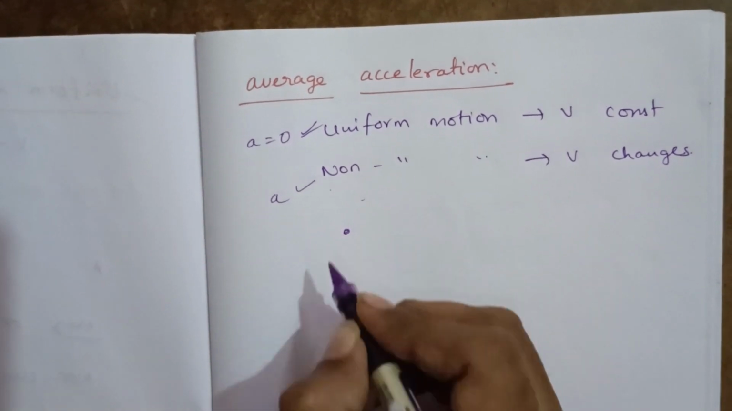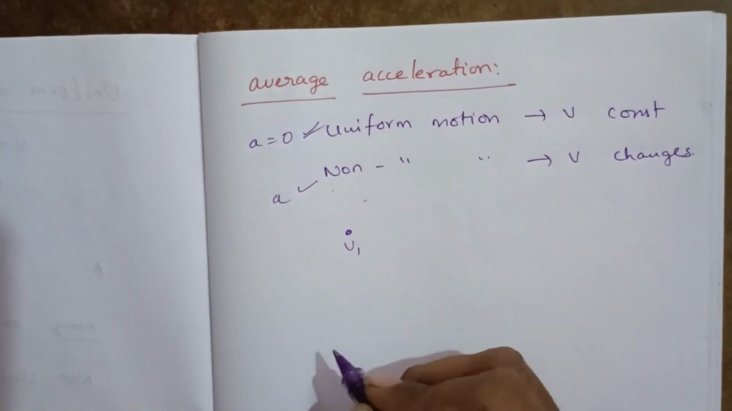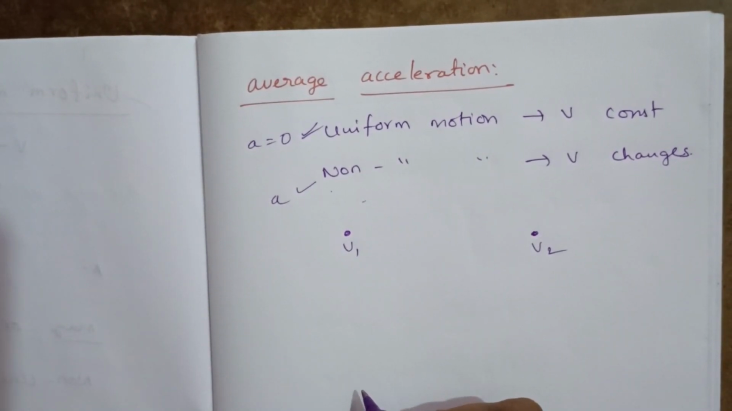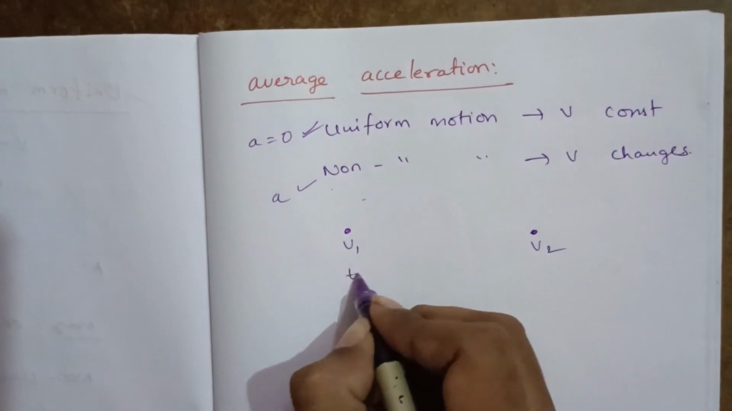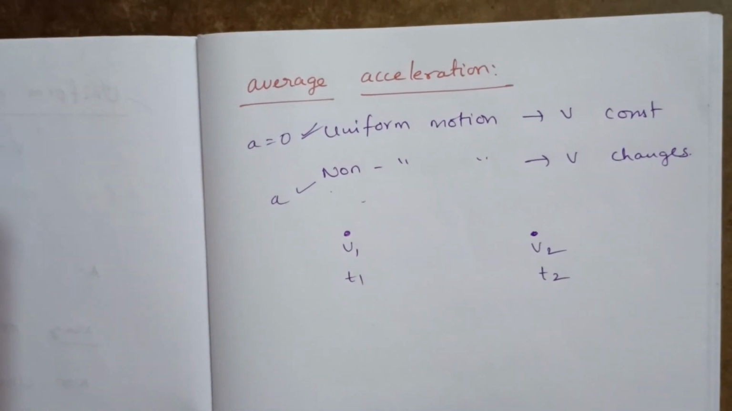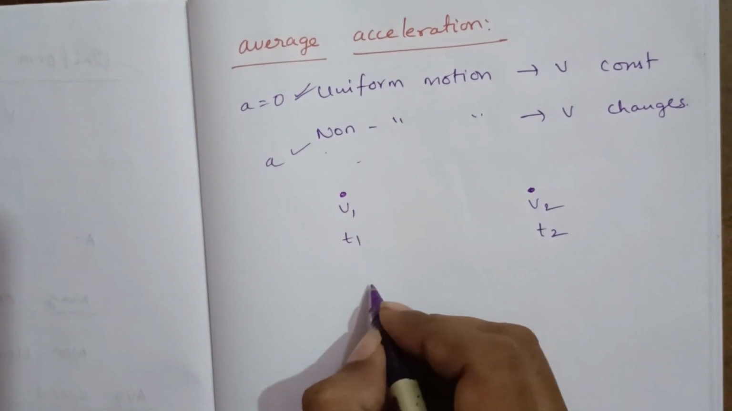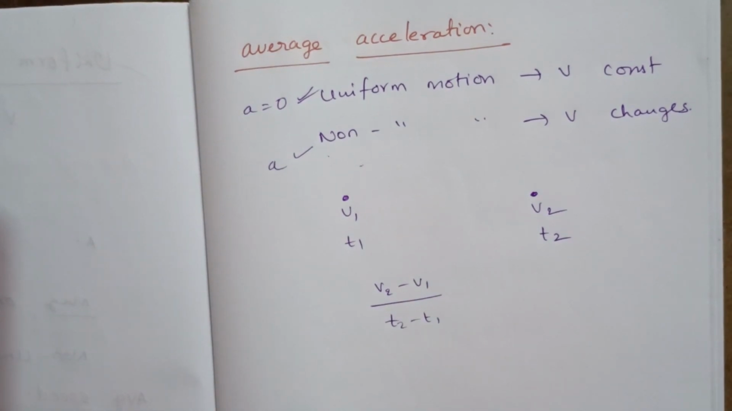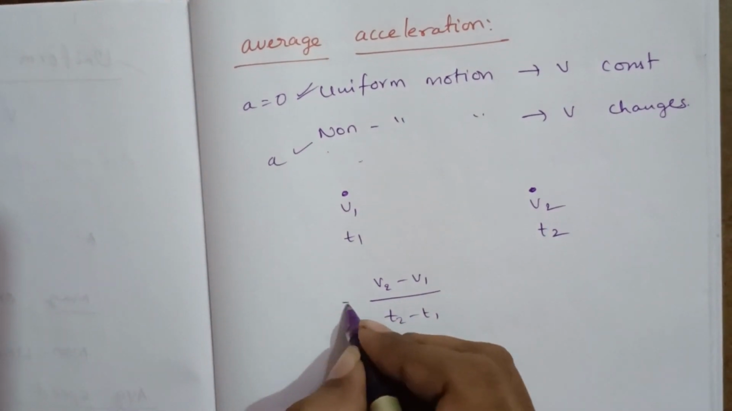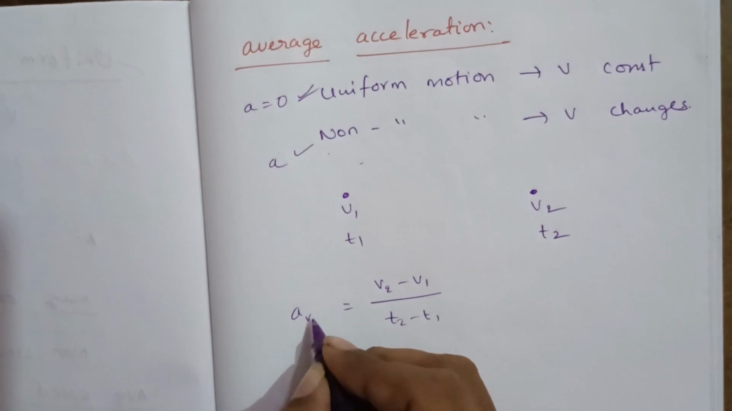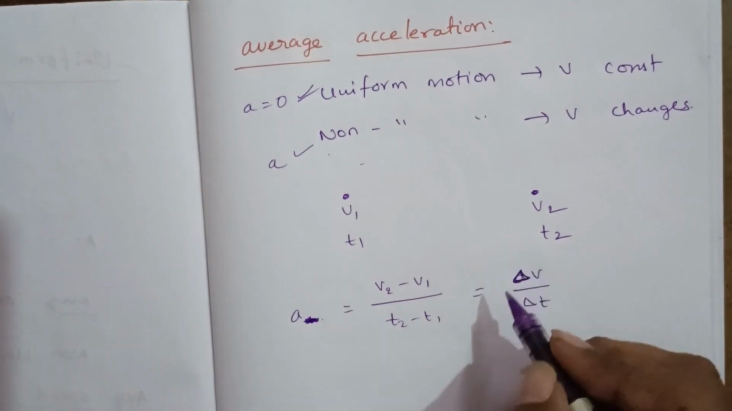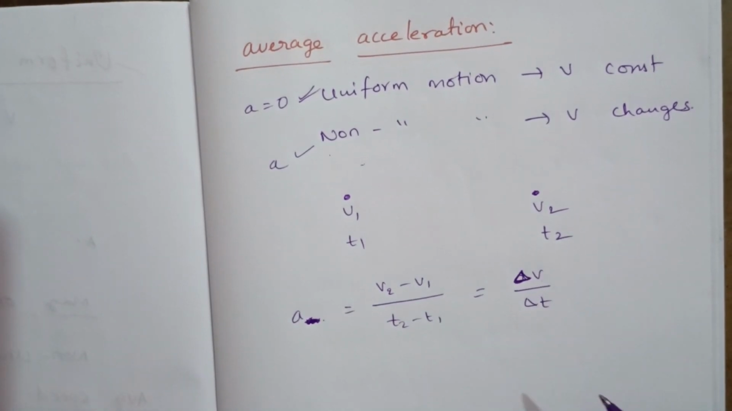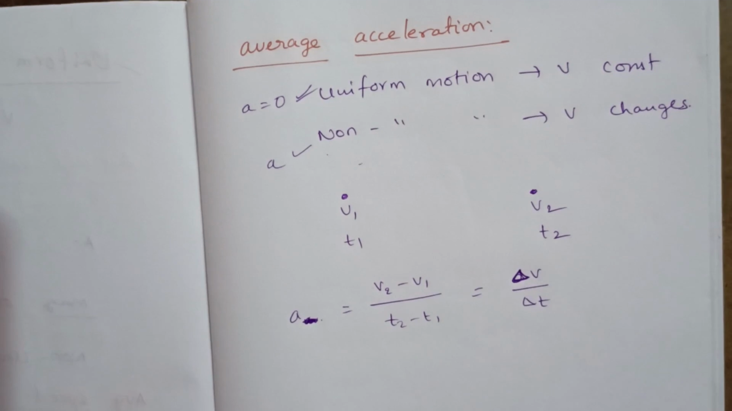When the body starts at a point with velocity v1 and travels some distance, its velocity becomes v2 at time t2, from t1. So the rate of change in velocity is v2 minus v1 by t2 minus t1. The rate of change in velocity of a body is known as acceleration. We can write this change in velocity as delta v and change in time as delta t, delta v by delta t.